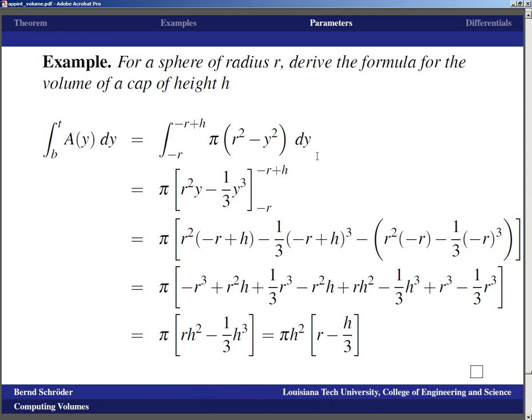Quick sanity check. We know that the volume of a sphere is 4/3 pi r cubed. And for the whole sphere, well, a sphere is a cap of itself, except that the height is 2r, right?